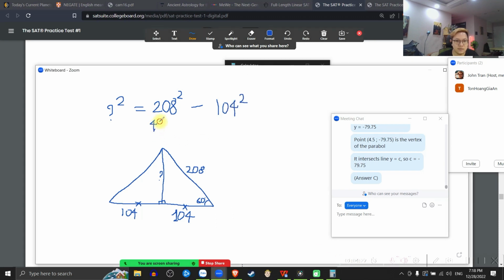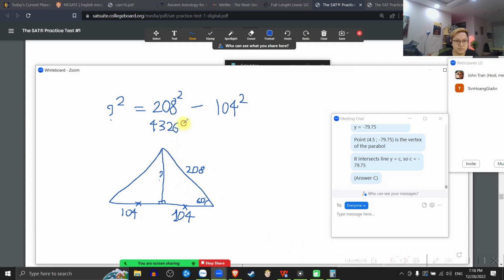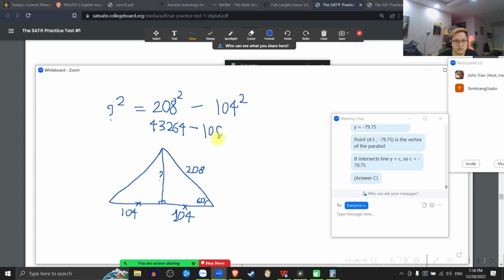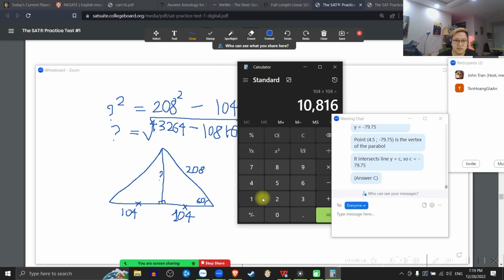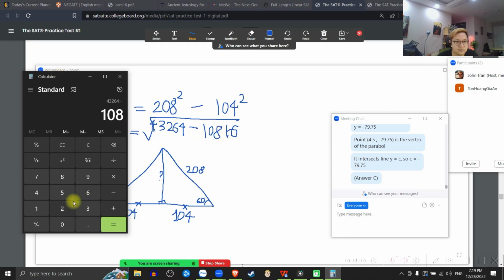It's 4, 3, 4, 3 nghìn mấy? 43264 minus 104 bình phương, 10816. 10816, and then take a square root of the whole thing to get to the one you're asking. Lấy square root nó thôi. Bây giờ 43264 trừ cho 10816 rồi.